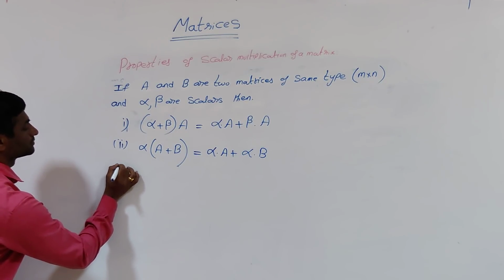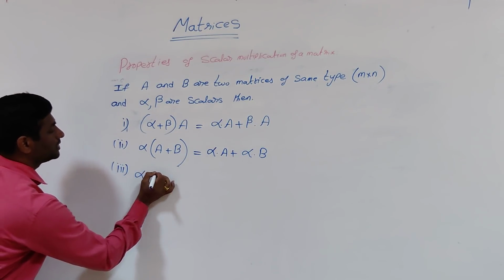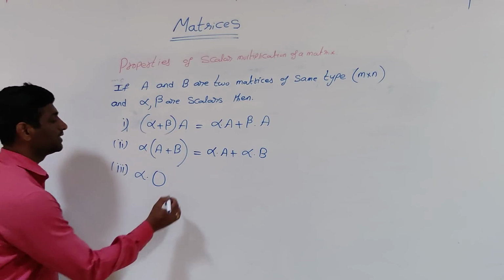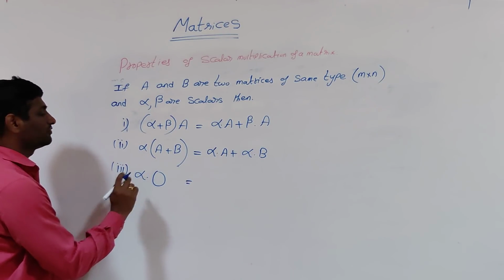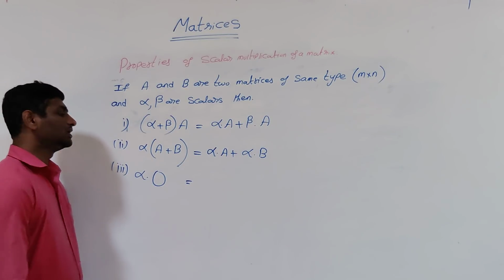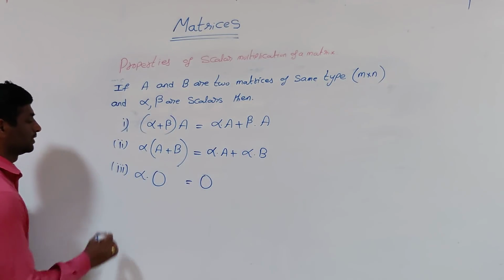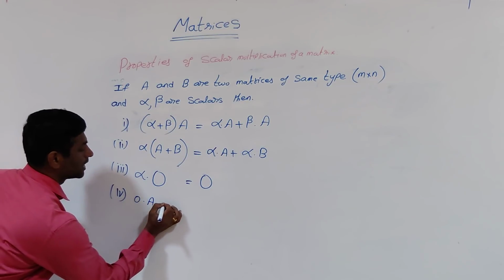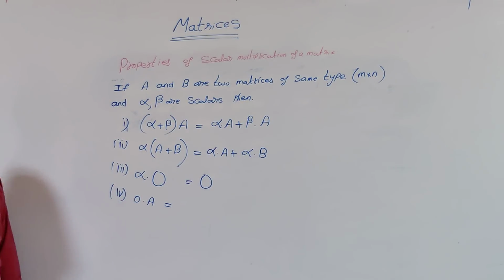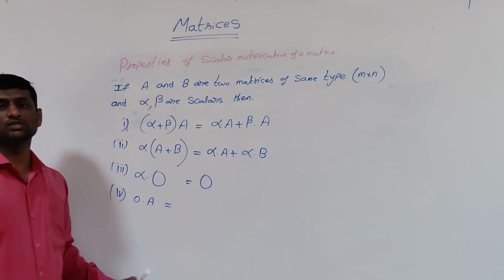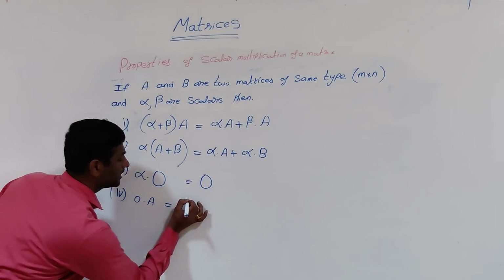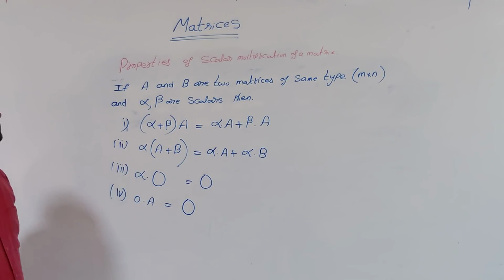Third property: alpha times O, where alpha is a scalar and O is a zero matrix. If you multiply every element of the matrix O with alpha, you again get zeros, so you get O again. Fourth, if 0 is a scalar and A is a matrix, and every element of A is multiplied by 0, we get a matrix with all elements 0. A matrix with all zeros is called a zero matrix and is denoted by O. So these are the properties of scalar multiplication.